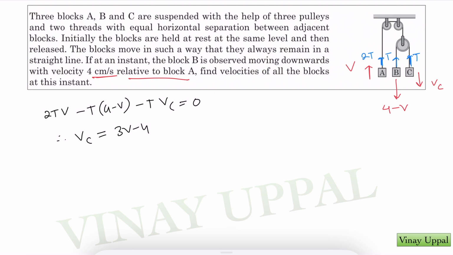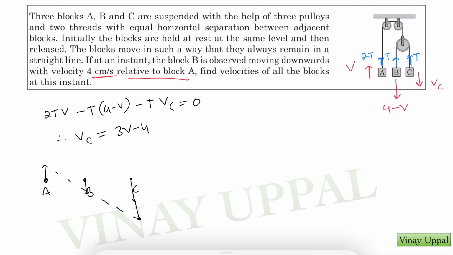Alright, so I've gotten everything in terms of V, all the velocities in the ground frame. Now what they're saying is find the velocities of all blocks. So therefore I need to find the value of V. Now the question says that they move in such a way so that they always remain in a straight line. So I have A, B and C. So at some instant A will go up, B will go down, C will also go down, and they will all remain in a straight line. So C will end up here.